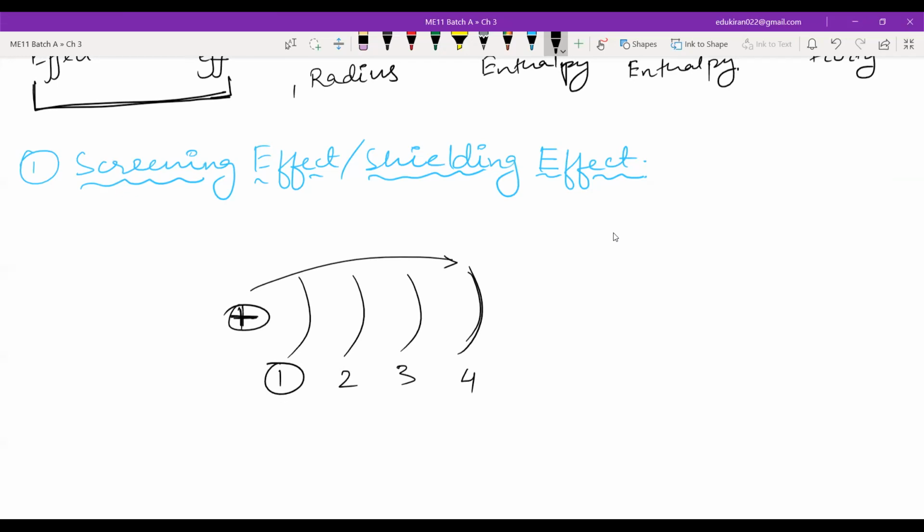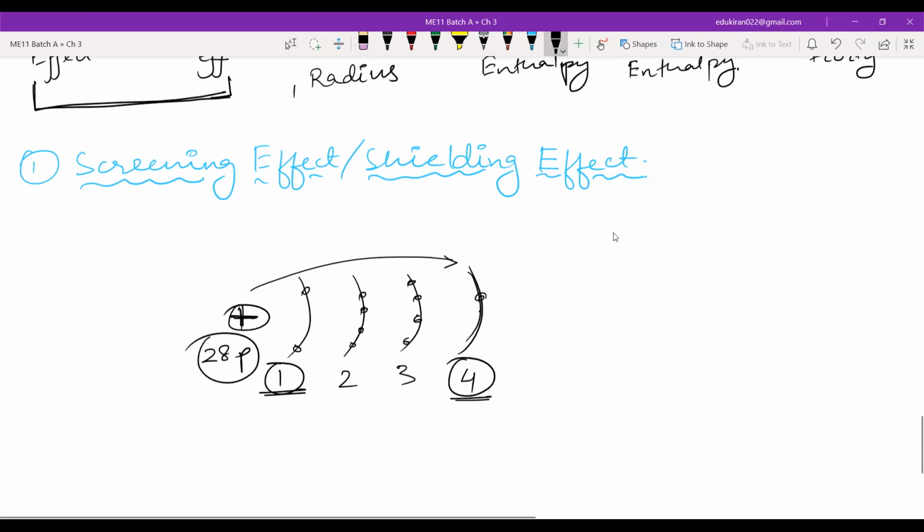If I compare the first shell electrons and the fourth shell electrons, who will be experiencing the positive charge here? Let us say we have 28 protons here. Then the first shell electrons will be experiencing all the 28 protons, and there will be no one else to experience those particular protons. But in the fourth shell, obviously it will not be experiencing the complete 28 positive charges as the first one is experiencing, because there are some electrons in between which are shielding the positive charge from this valence electron, right?